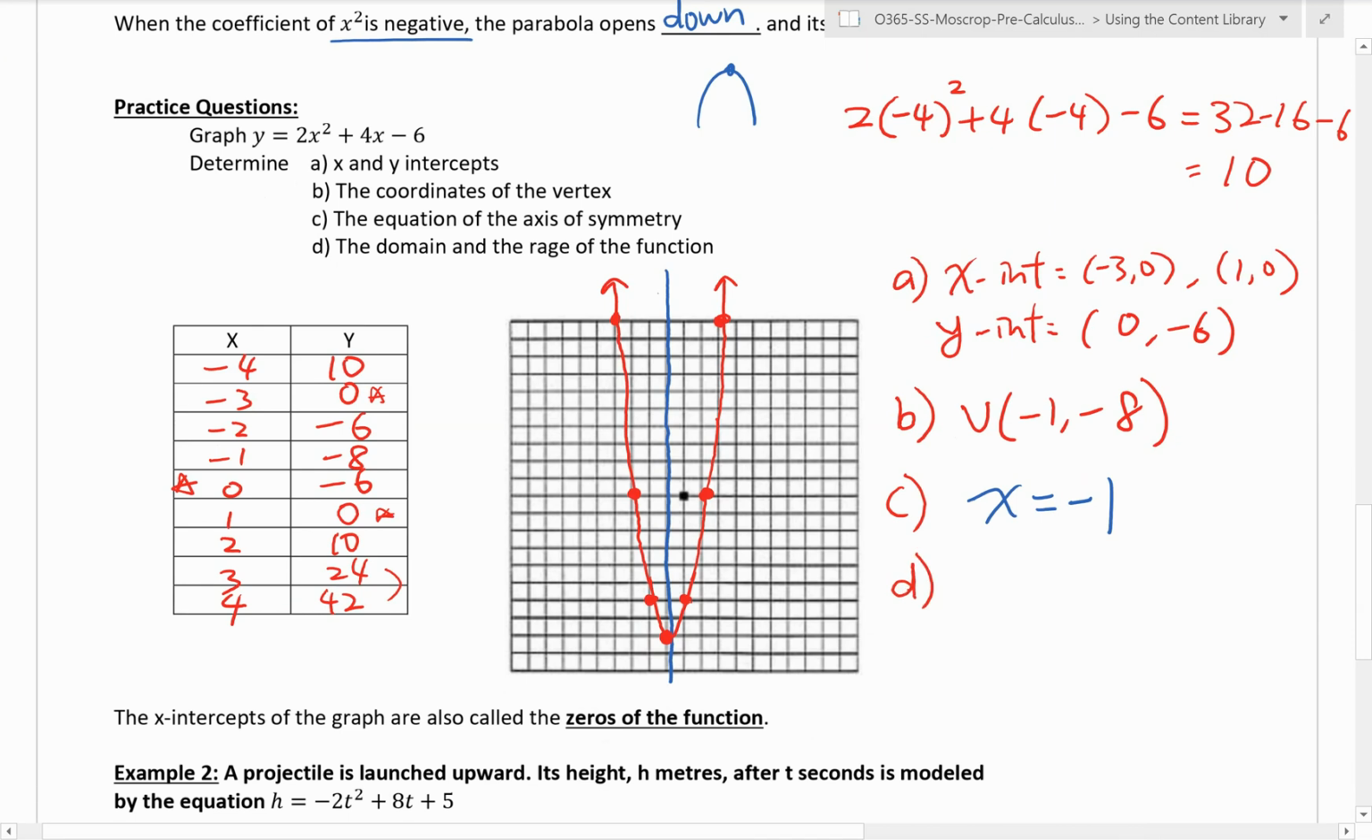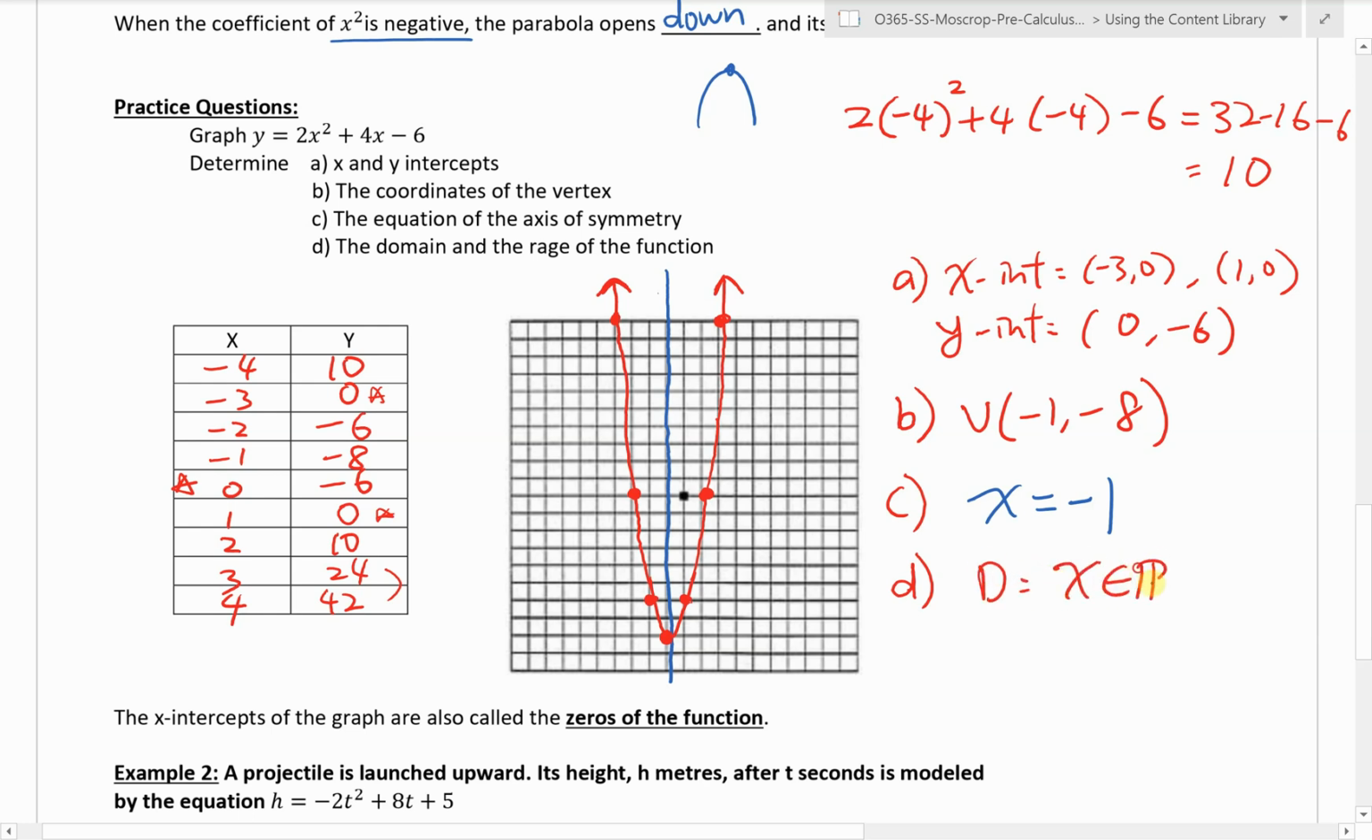Now, domain, if we look at this graph, this tells me that the graph keeps going to the left and up. This graph keeps going to the right and up. So it's going to keep going to the left and right. Therefore, the domain is all real numbers. Okay. This is the domain.